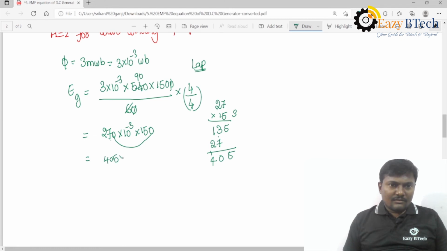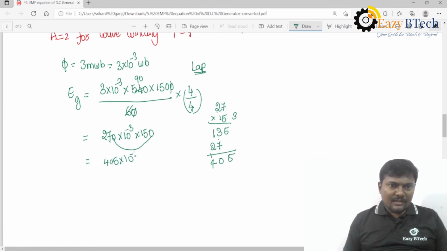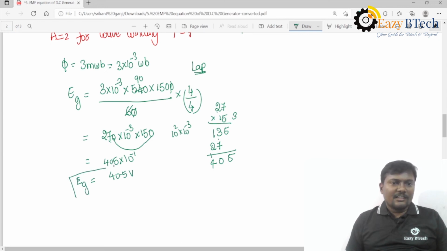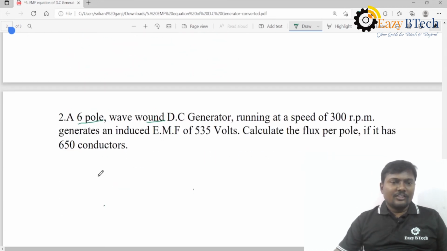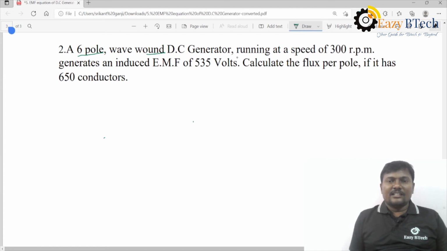So the generated EMF for this problem is 405 into 10 to the power of minus 1. Why? Because 10 into 10 is 10 square, and 10 square into 10 to the power of minus 3 is 10 to the power of minus 1. So your answer is 40.5 volts. This is the generated EMF for this problem. So go to the next problem.